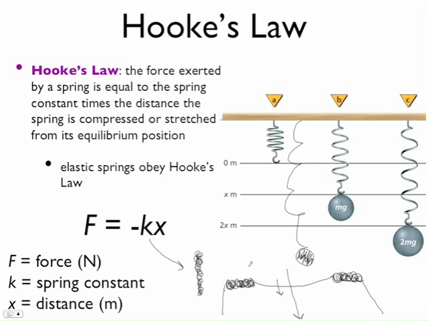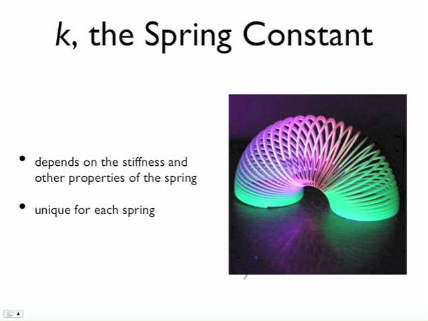A slinky will have a completely different one. We'll have these really long ones that we'll use for our spring lab, and those have a completely different spring constant from the trampoline spring or the regular slinky. So all springs have this spring constant, and it depends on the stiffness and some other properties of the spring, and it is completely unique for each spring. So your problems will say such and such has a spring constant of whatever, or they'll give you the force and give you the distance and ask you to solve for the spring constant.